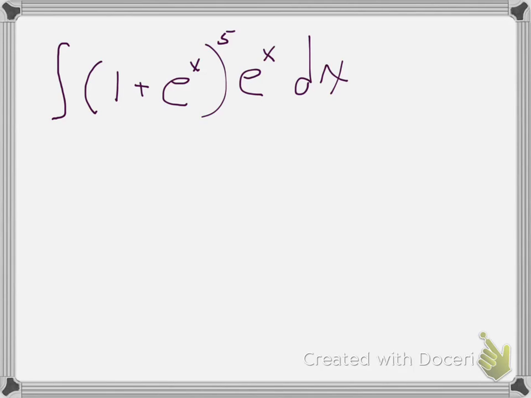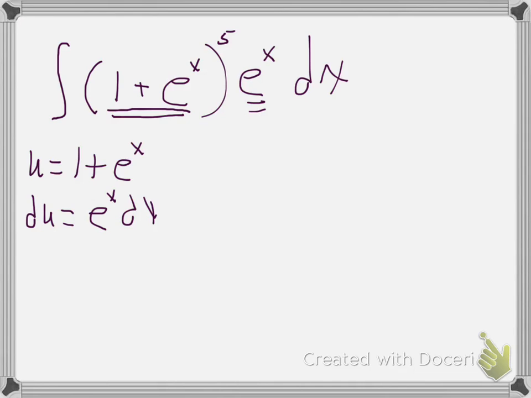Another example of something like that is if we have 1 minus e to the x, or how about 1 plus e to the x, raised to the 5th power times e to the x dx. Now if I look at this, I look inside the parentheses, because if that was just a single variable like an x, this wouldn't be bad, especially if I didn't have that e to the x there. But I know that when I take the derivative of 1 plus e to the x, I get e to the x dx. Well, what do you know? E to the x dx.